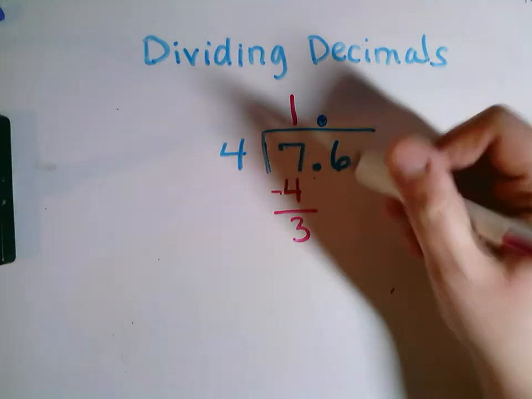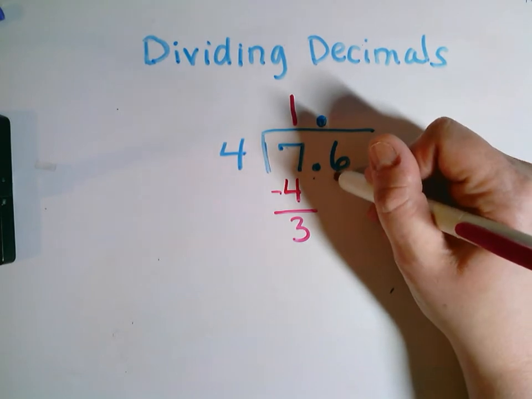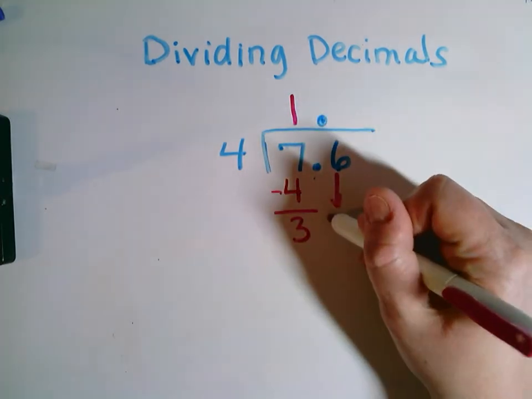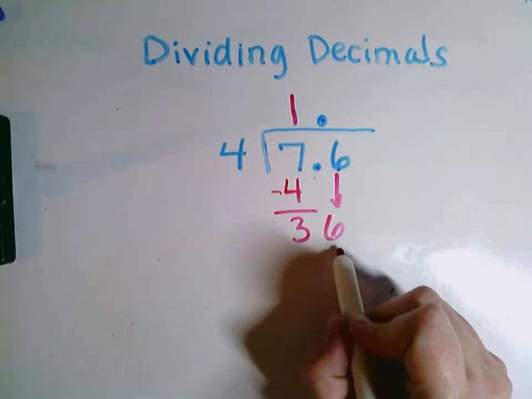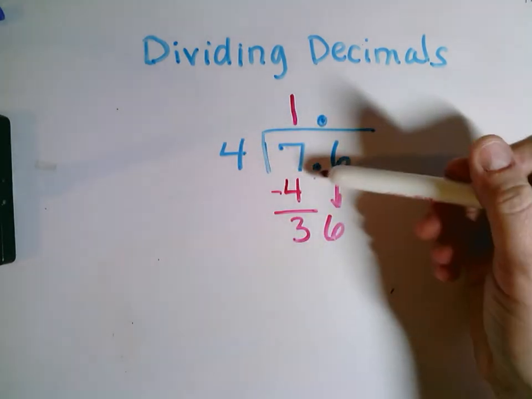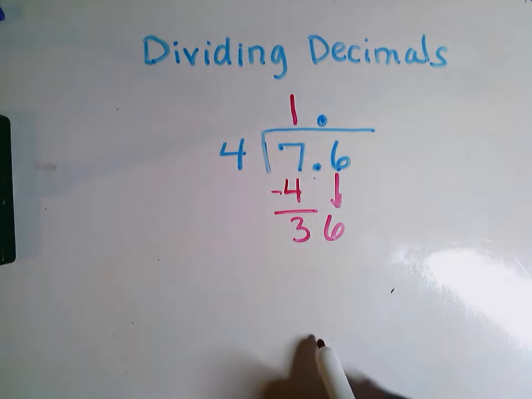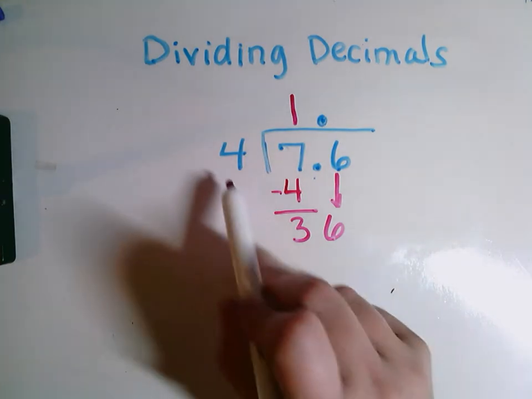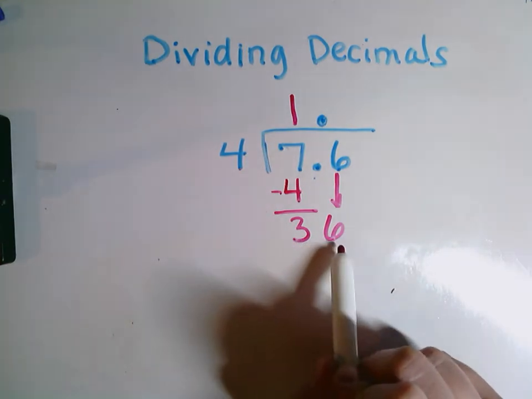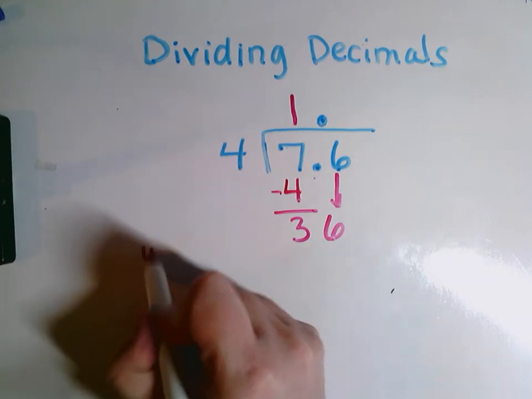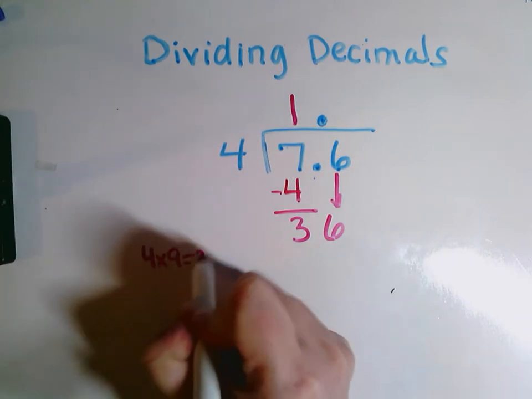Next, I'm going to bring the 6 down next to my 3. And so now I have the number 36. From this point on, I'm not going to worry about that decimal point. I already took care of it in my quotient. I don't need to use it in any other part of my problem. So I'm going to think, what times 4 is going to get me close to 36? I know that 4 times 9 equals 36. So I'm going to use 9.